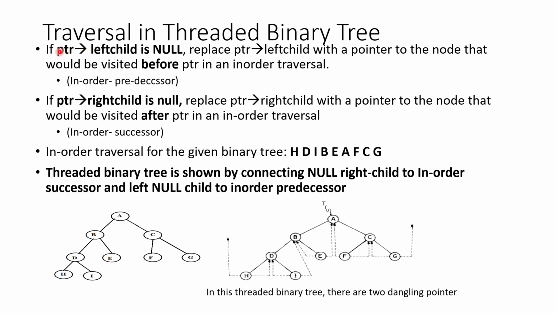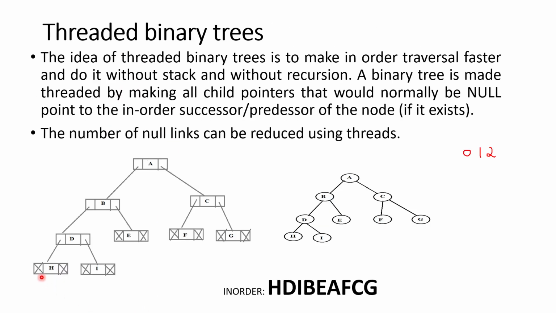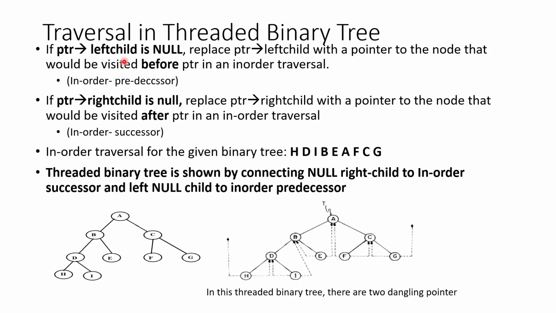The rule is that if the left child is null, then what to do? If the left child is null, you have to replace that by a pointer which points to the node that would be visited before. That means the in-order predecessor. So when you are getting that the left node is null, you have to connect that link to the predecessor. If the right link is null, you connect to the successor.